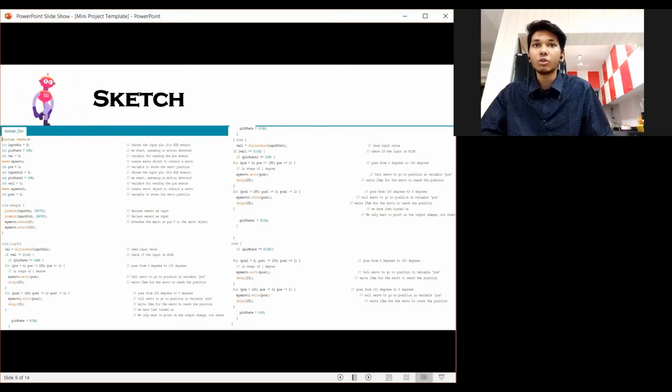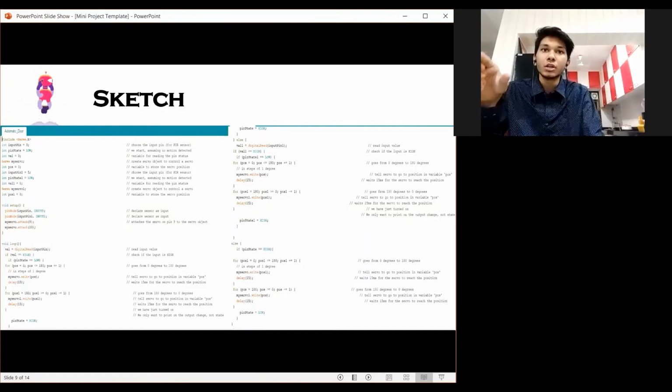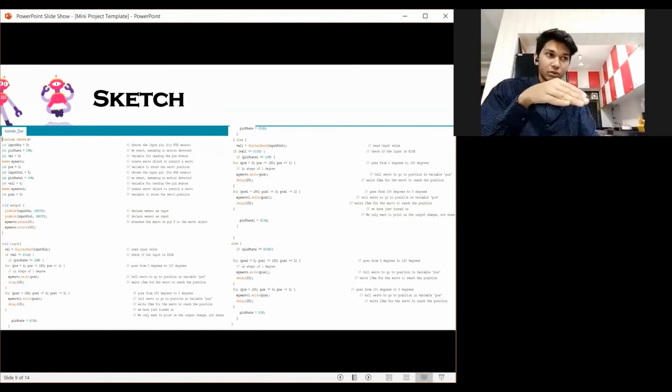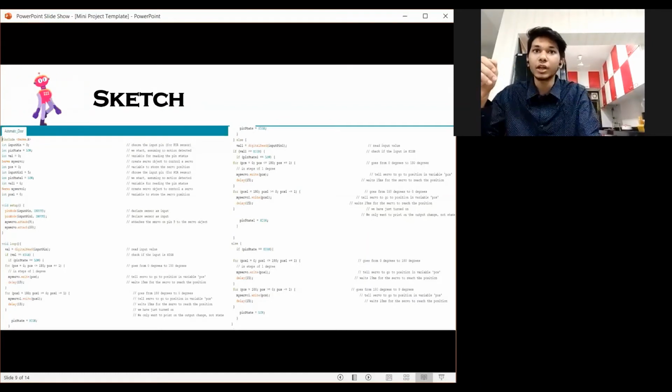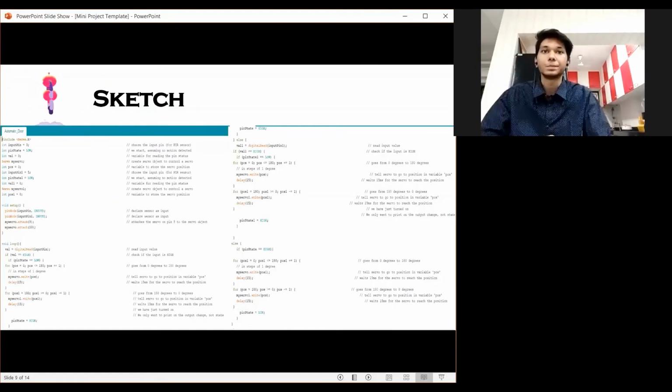Now we get into the void setup of the sketch. The basic setup is that we give 3 and 5 as input, and attach the servo motors on pins 9 and 10 as output. Now we come to the loop of the software.